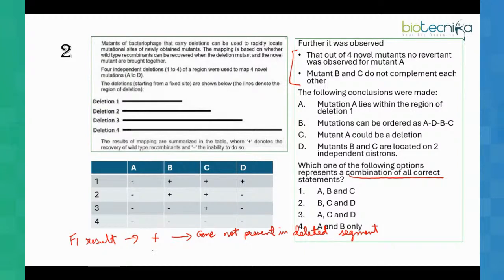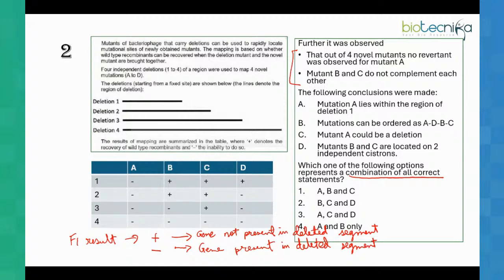Okay. If we get a mutant phenotype in the F1 generation, that means the gene is present in the deleted segment. So if the gene was present in the deleted segment, it means the gene has been deleted.